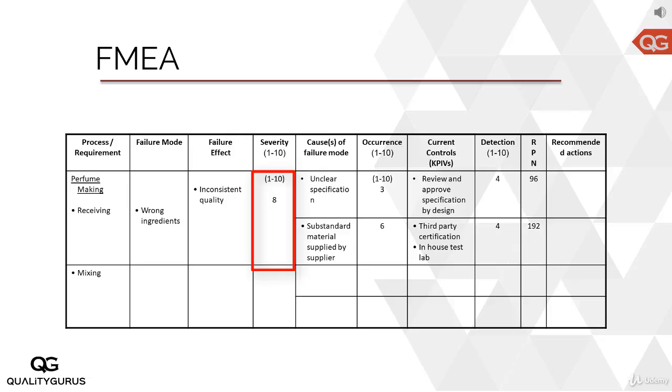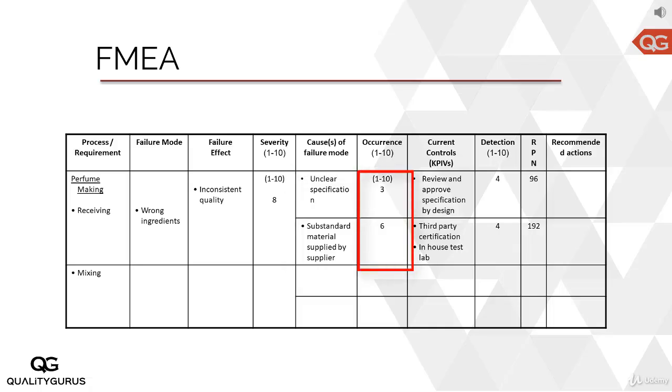Somebody could get killed because of that. But based on that, you put the severity of that. Now what you do is you look at the causes of this failure mode. So what could be the cause of that? The cause of this could be probably we have not specified our requirement very clearly to the supplier. The second cause could be substandard material provided by supplier, even though we have asked for the right content, but the supplier has given us something different.